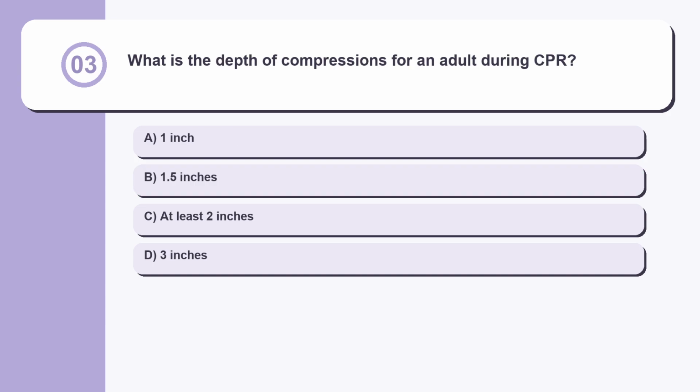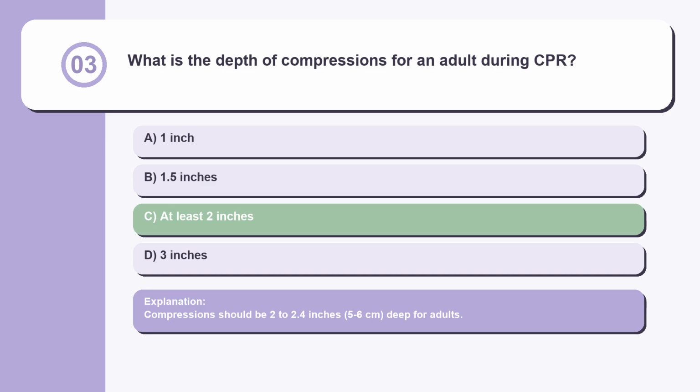Question 3. What is the depth of compressions for an adult during CPR? 1 inch, 1.5 inches, at least 2 inches, 3 inches. Compressions should be 2 to 2.4 inches, 5 to 6 centimeters, deep for adults.